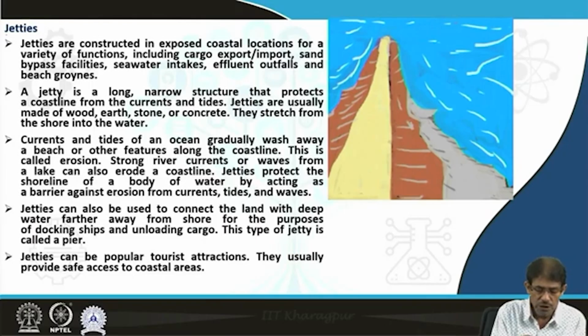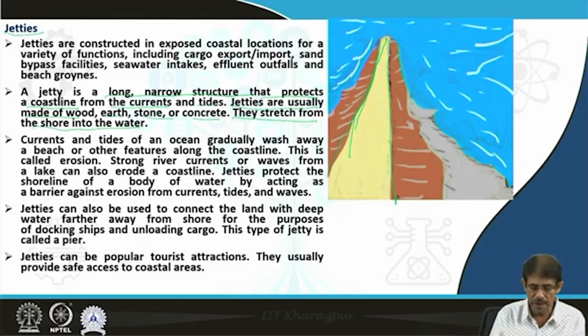The next structure is the jetty structure. You can see here a jetty, a slightly elevated structure. A jetty is a long narrow structure that protects a coastline from currents and tides. Jetties are usually made of wood, earth, stone, concrete or masonry, and they stretch from the shore into the water. This type of structure diverts the movement of waves as well as breaks the impact of waves.